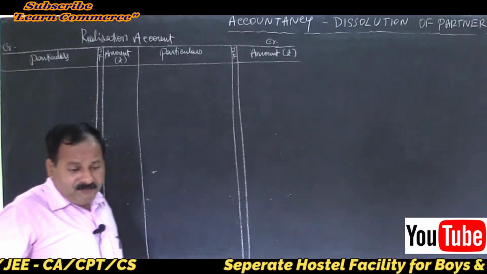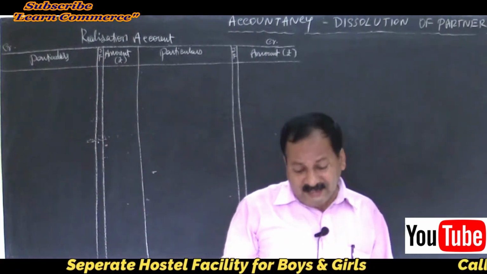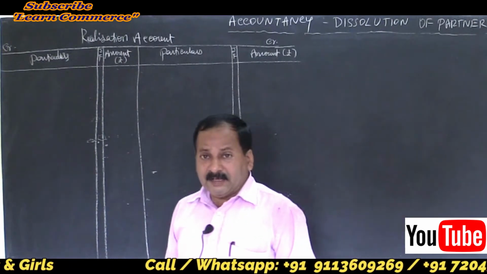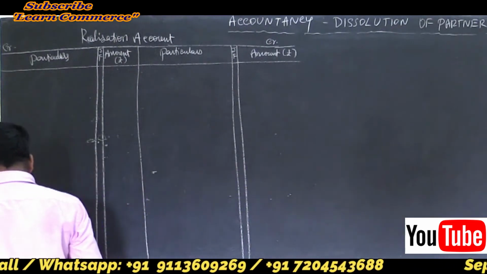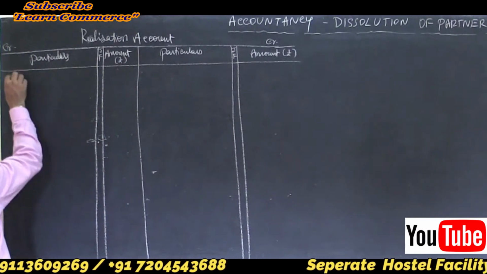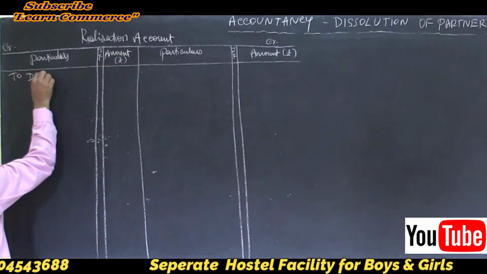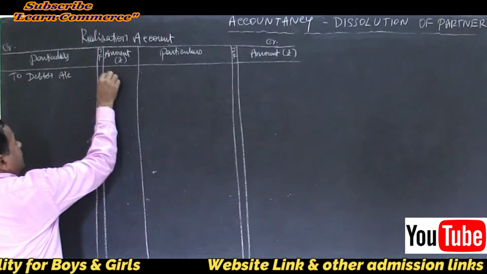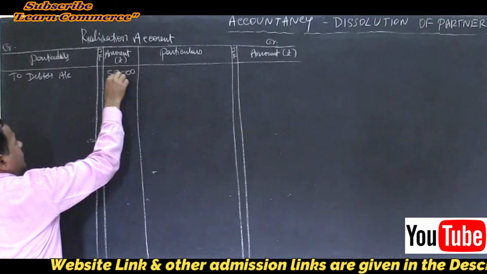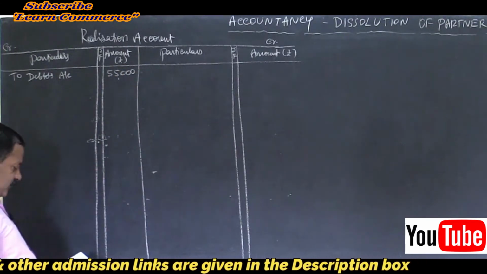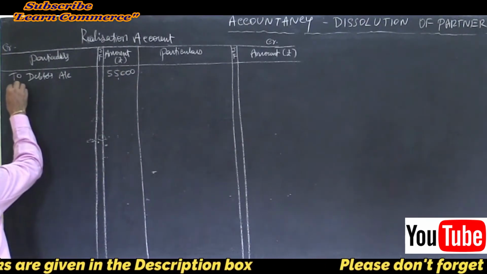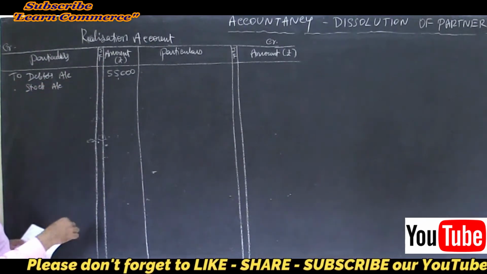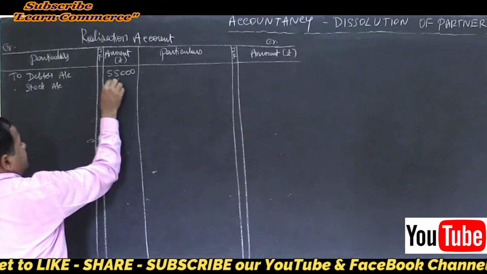Yes. Let us start. Transfer all the saleable assets, the assets which can be sold and money can be realized. Write only those assets. To debtors account, how much? 55,555. Refer old balance sheet. Don't see the adjustment now. To stock account 40,000.